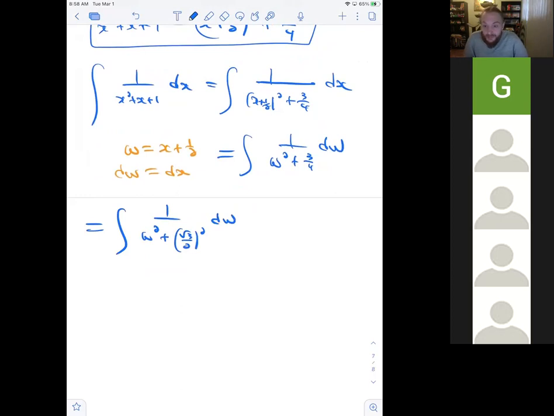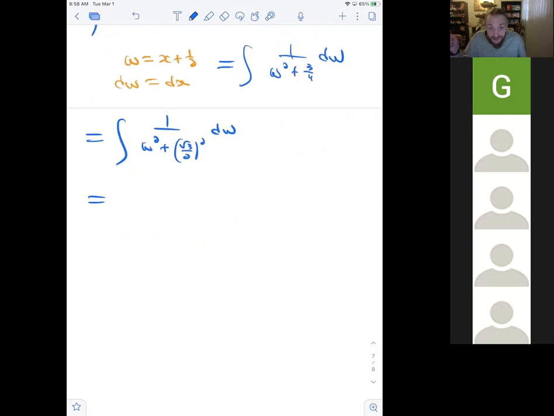Now this is what I'm saying. We use arctan so often in partial fraction decomposition that you probably just want to memorize this formula. If I have 1 over w squared plus a squared, this is equal to, what is the antiderivative of this thing? 2 over root 3 arctan of 2w over root 3.